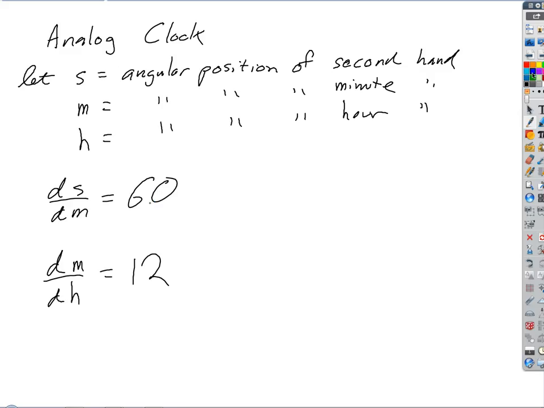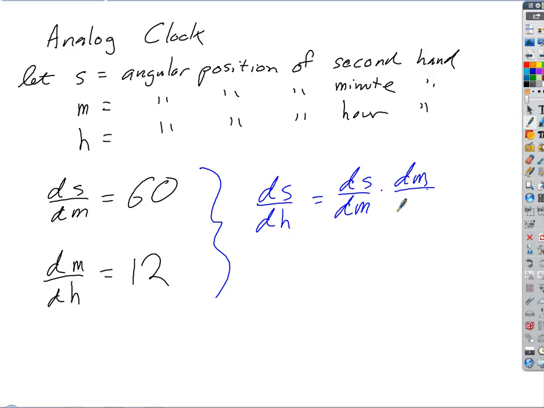Okay, but here's my next question then. What is ds/dh? 720. And the answer is 720. Why? The answer is the chain rule. Because ds/dm times dm/dh equals ds/dh. And you can literally think about this as algebraically canceling those.